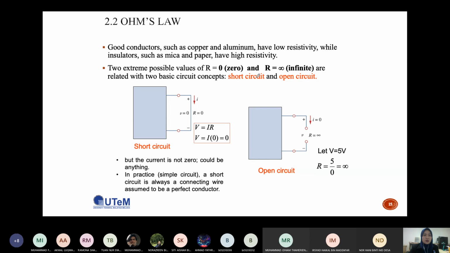Good conductors such as copper and aluminium have low resistivity. Insulators such as mica and paper have a high resistivity, which is not good for conducting electricity. The two extreme values of R are R equals 0 and R equals infinity. These two values of R are related to the basic circuit concepts, which are the short circuit and the open circuit.